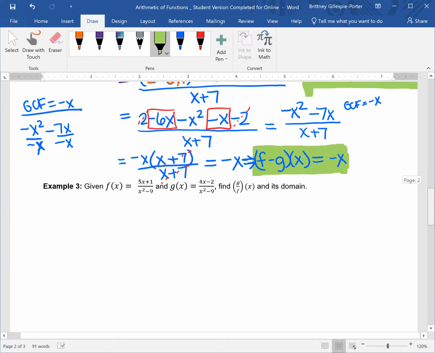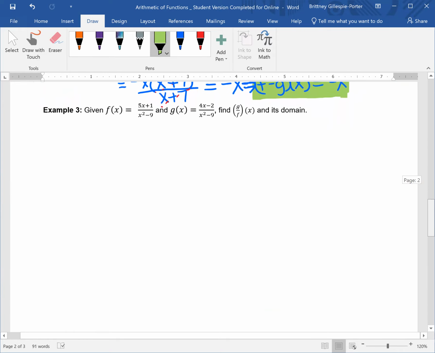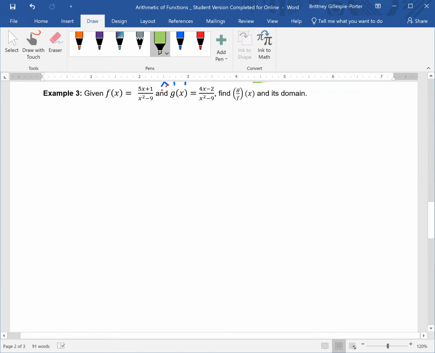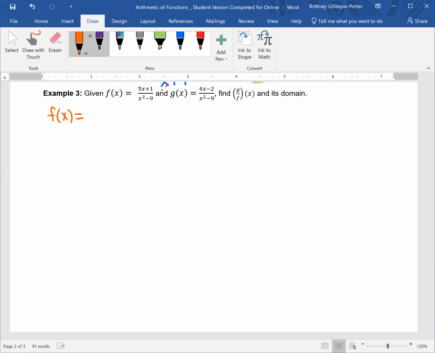Let's look at another one. This time we have two rational functions, and we need to find g divided by f. So again, I'm going to let f of x be my orange function, and I'm going to let g of x be my purple function.